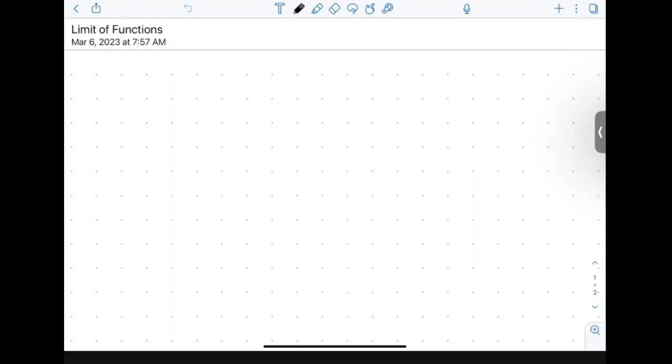Today we will start the theory of limit of functions, and we will learn the entirety of limit of functions, and then in the next class we'll be going on to the continuity of functions.